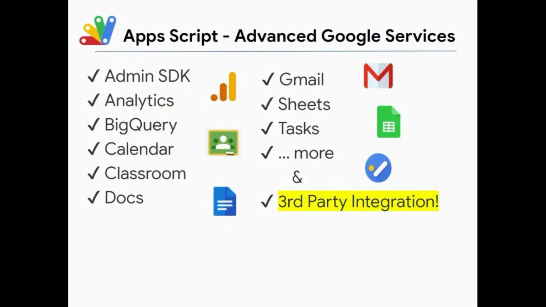In addition to all of the advanced Google services, one of the most powerful features about AppScript, I think, is that you can integrate with third-party systems. So for instance, let's say you're working with Trello or GitHub or Salesforce or Slack, it's all possible to use AppScript to interface with those third-party systems. We are not going to be covering any of these today, but I did want to make you aware of them.